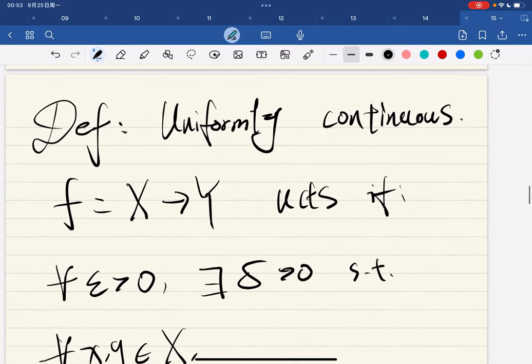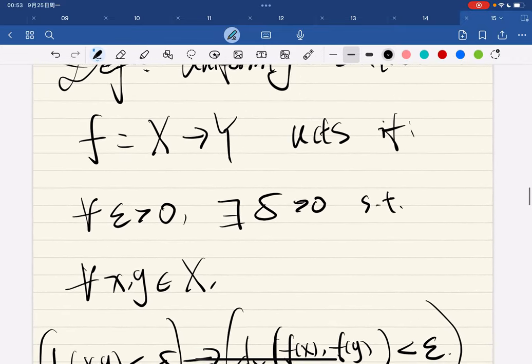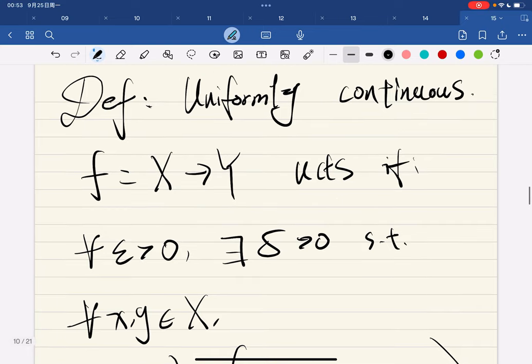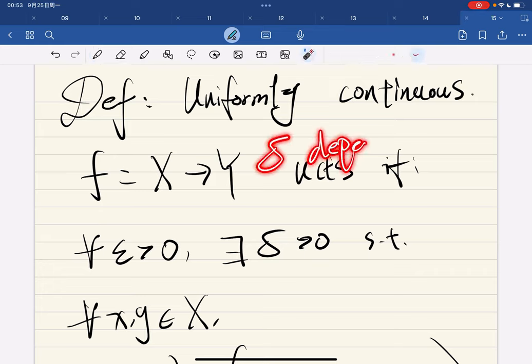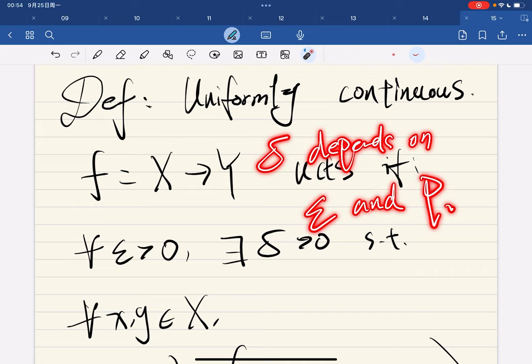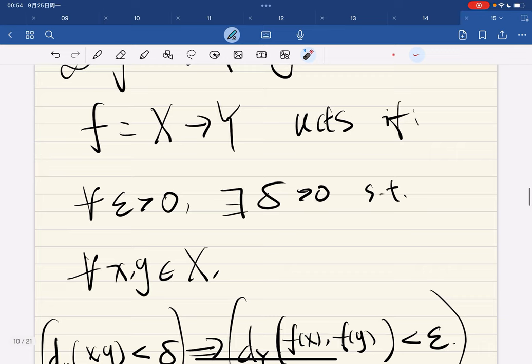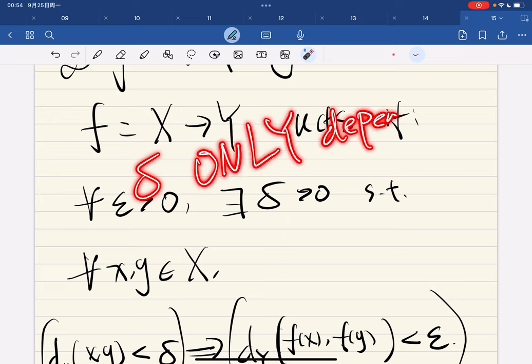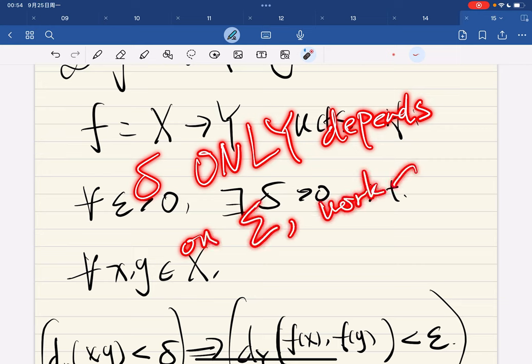Now I'm going to introduce uniform continuity. Well, continuous means: for any epsilon and p, there exists a delta. So the delta depends on epsilon and the point p. But uniformly continuous is like the delta only depends on epsilon and works for all p.